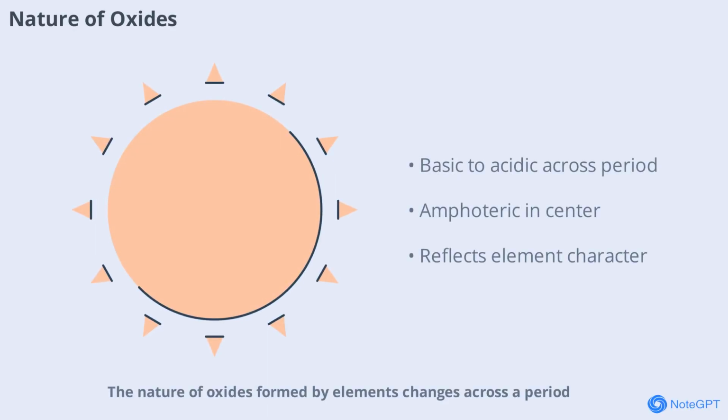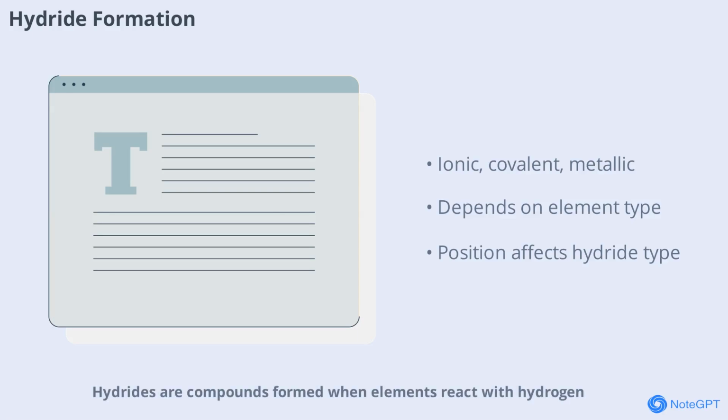Nature of oxides formed by elements changes across a period. Metals on the left form basic oxides, metalloids in the center form amphoteric oxides, and nonmetals on the right form acidic oxides. This trend reflects the changing metallic and nonmetallic character of elements and is important for understanding environmental chemistry and industrial processes. Hydrides are compounds formed when elements react with hydrogen.